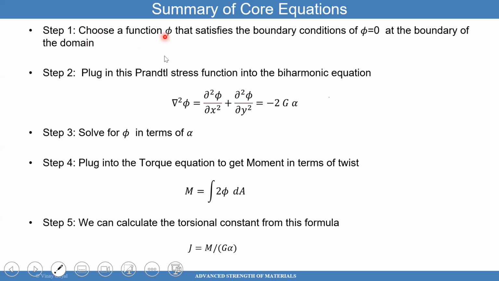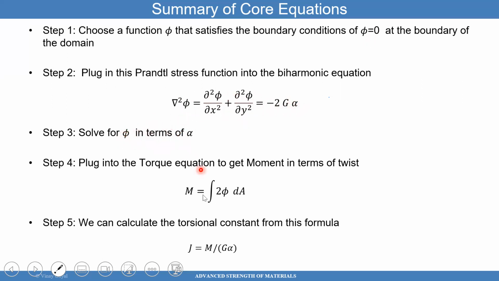Then after you choose a function phi, you plug it into this equation here. It's not the biharmonic equation, that's an error of mine. Here, alpha is the angle of twist, G is the shear modulus, and phi is the Prandtl stress function for which you made the assumption in the first place, which has to be phi equals 0 at the boundary of that structure you're studying. You then take this equation and solve for phi in terms of alpha, and I'll show you an example on how to do that.